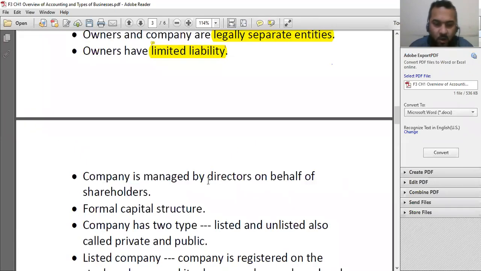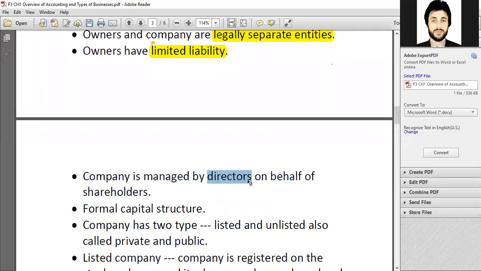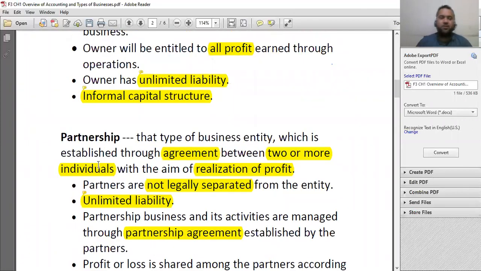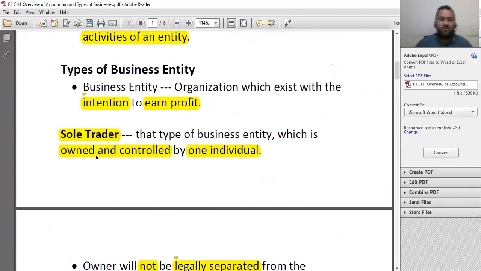Third point, who will manage the company? Now this is very important. The directors, or the board, will manage the company. Now look, in the above two points, partnership and sole trader, what we have studied, the owner by himself or herself will be involved in the running of the business. If you look at a small shopkeeper, the owner by himself will be in the shop and will be running the business.